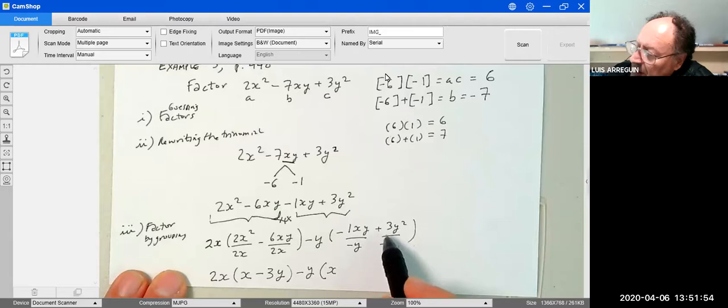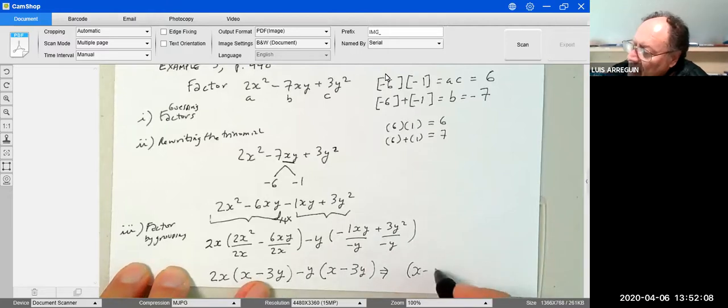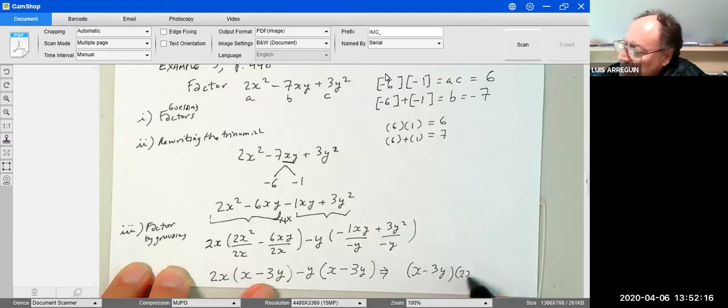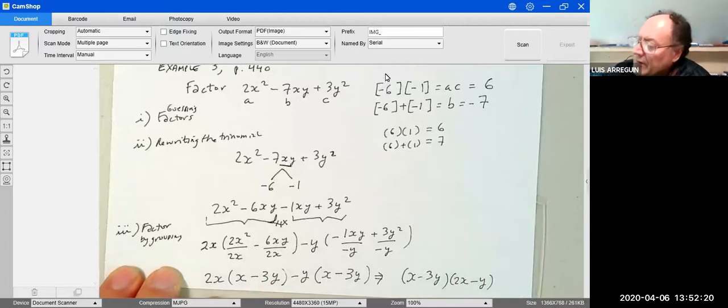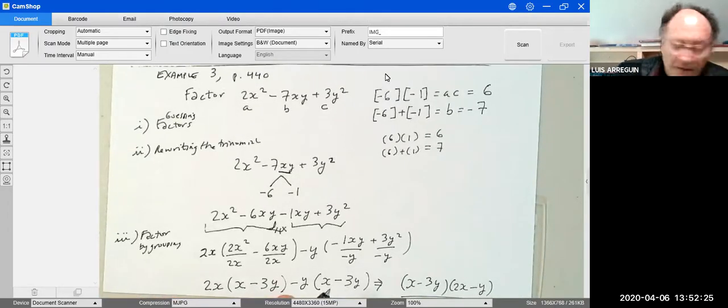And here you have positive over negative is going to be negative. 3 over 1 is just 3. And y squared over y, you're going to get only y. So again, we got our common binomial, which is x minus 3y. That's my common binomial. And also the binomial that is created by using the greatest common factor. So 2x, my first greatest common factor, minus y, my second greatest common factor. So that's the answer for this example.